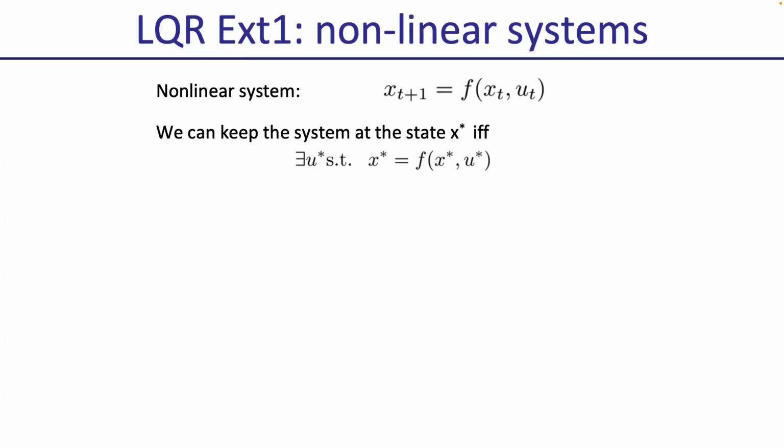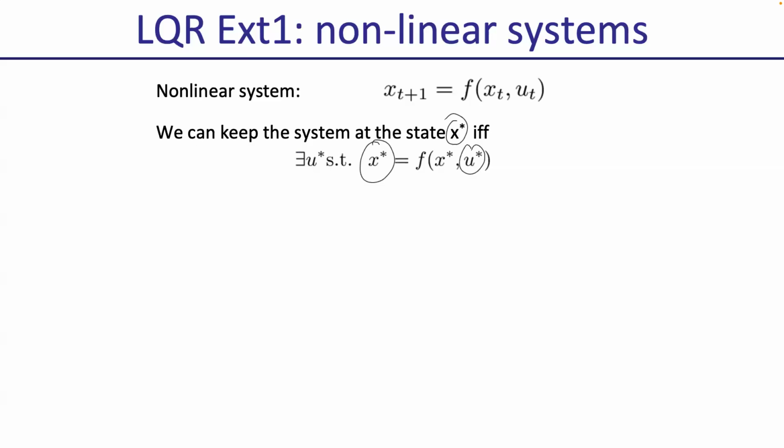Which means that if I was at x star and I applied some action u star, the system would continue to remain at x star. So it's a fixed point of your system, right? When I say it's a fixed point, I mean that if I was at x star, I applied u star, it continues to remain x star, it remains at rest.